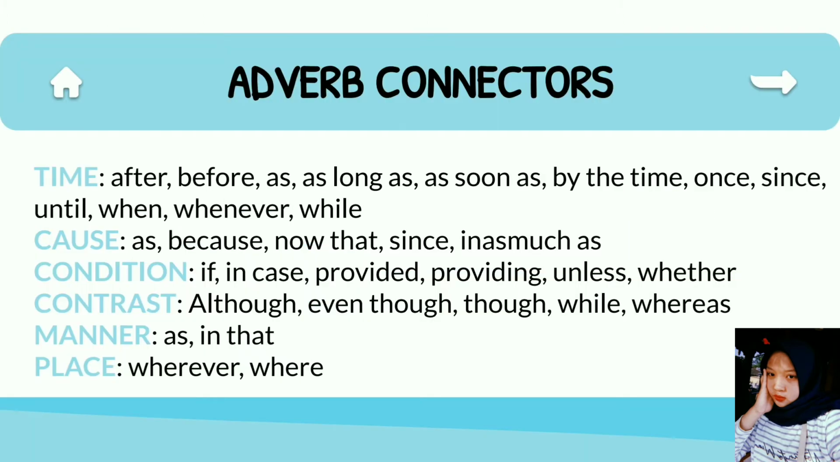Adverb connector: time, after, before, as long as, as soon as, by the time, once, since, and etc. Cause: as, because, now that, since, inasmuch as. Condition: if, in case, provided, providing, unless, whether. Contrast: although, even though, while, whereas. And you can read on the PPT.